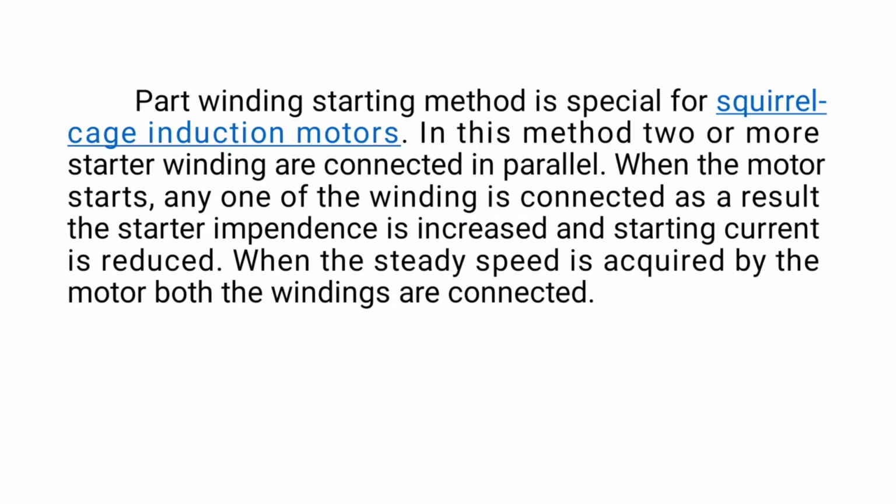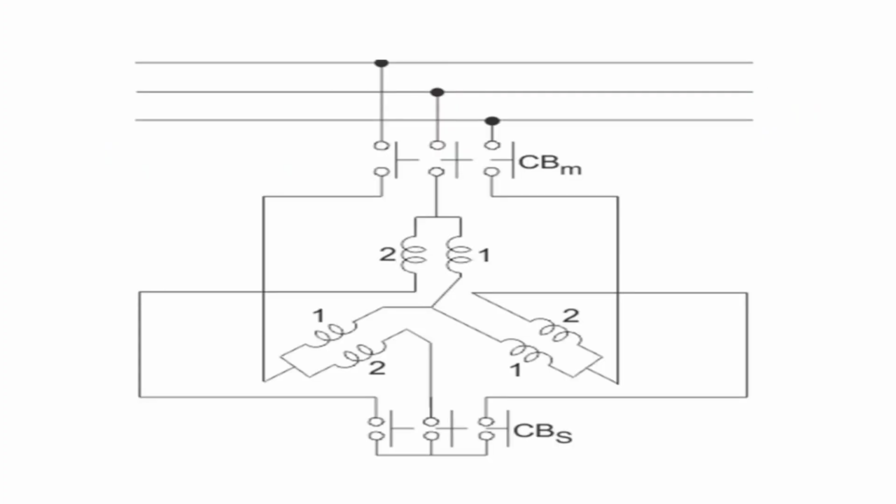The part winding start method is special for the squirrel cage induction motor. In this method, two or more starter windings are connected in parallel. When the motor starts, any one of the windings is connected, as a result the starter impedance is increased and the starting current is reduced. When the steady state speed is reached by the motor, both the windings are connected.